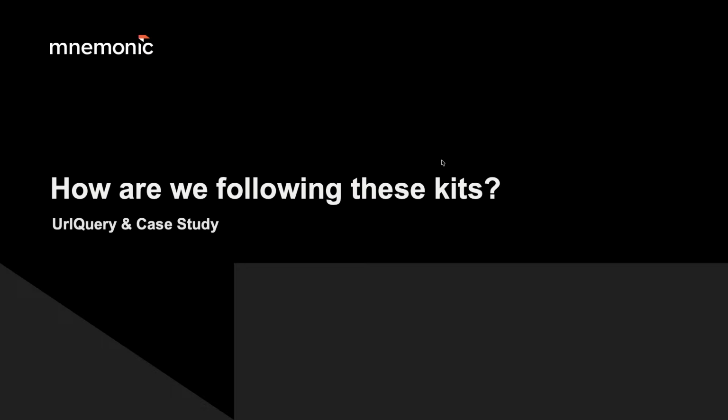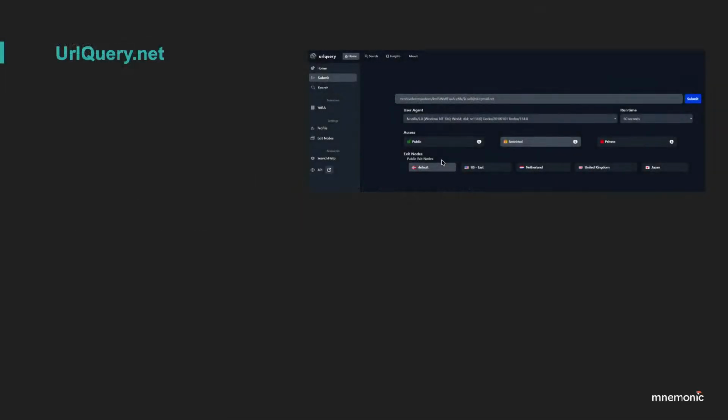So how do we do this? Let's get into the nitty-gritty. We have something called urlquery.net. You might have heard of something called urlscan.io. urlquery.net is basically the same, but not exactly the same.